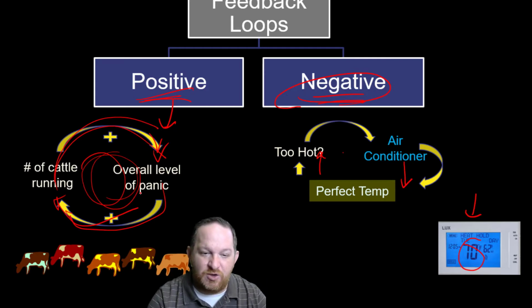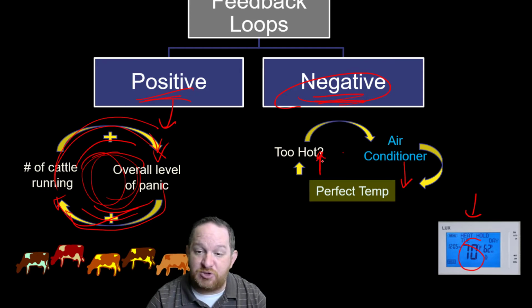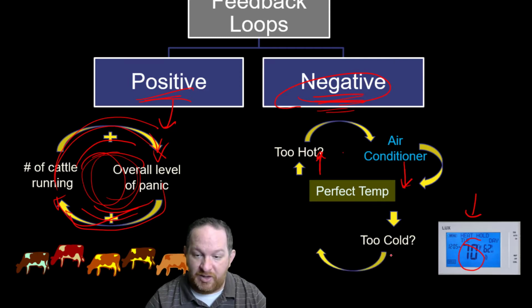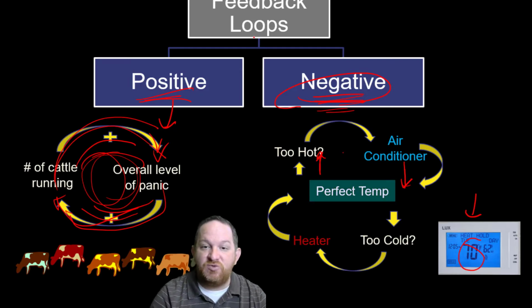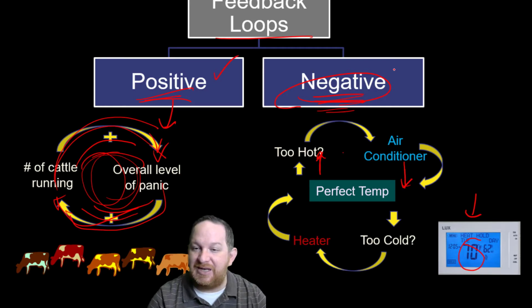Notice here in the positive loop, once we went one way, it just continued going in the same direction. A negative loop is the opposite. If something goes up, like the temperature, then the negative effect of that would be that the temperature then needs to go down. So think about your thermostat again. What if the temperature goes down and gets too cold? Well, then your heater's going to kick in and take it back to that perfect temperature. So these are the two loops. These are some basic examples of a positive and a negative loop.